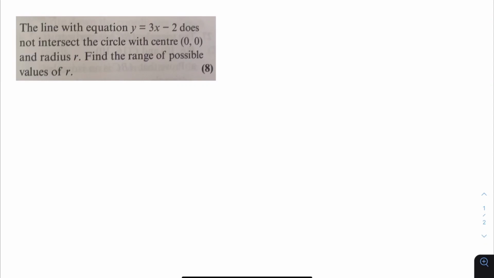Okay, so in this question, we're given that the line with equation y equals 3x minus 2 does not intersect the circle with center (0, 0) and radius r. So we have to find the range of possible values of r, and it's 8 marks.